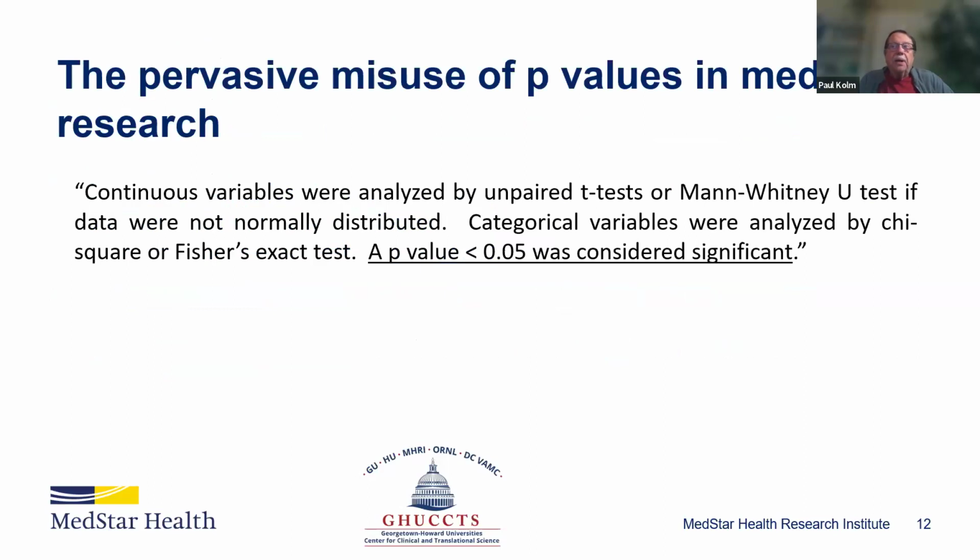And so what I want to cover here with several examples is the misuse of p-values in medical research. So I have here a typical statistical methods paragraph you might see in an article. And the important sentence here is: a p-value less than 0.05 was considered significant.